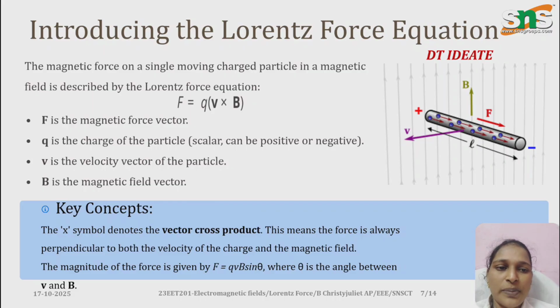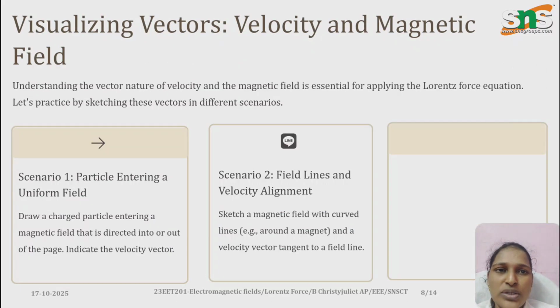Here the cross represents the vector product, which means that the force is always perpendicular to both the velocity of the charge and the magnetic field. And the magnitude of the force F is equal to QVB sin theta, where theta is the angle between V and B. So using this Lorentz force, we can visualize that the wire moves because of this force.